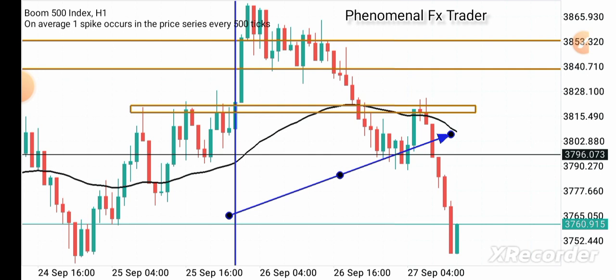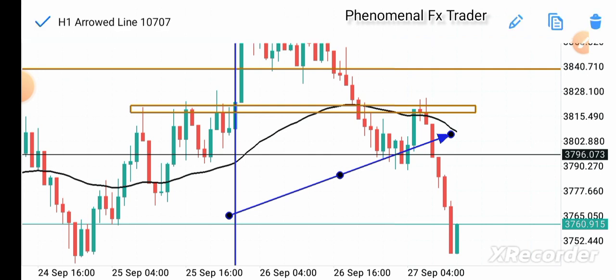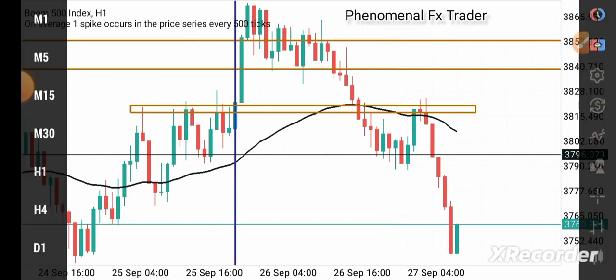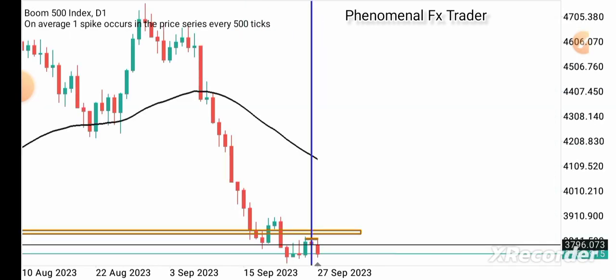So the LCM of the whole stuff is this. First of all, you go to the higher time frame, the daily time frame, like we did here. One moment, guys.